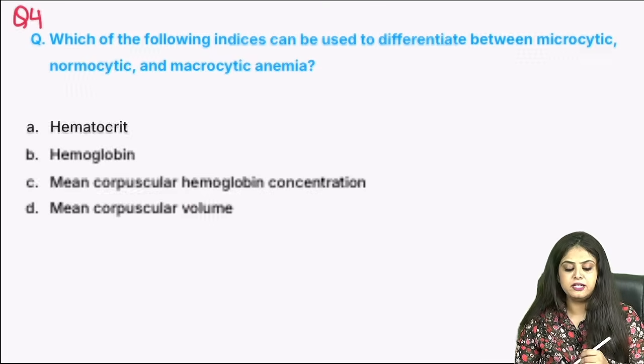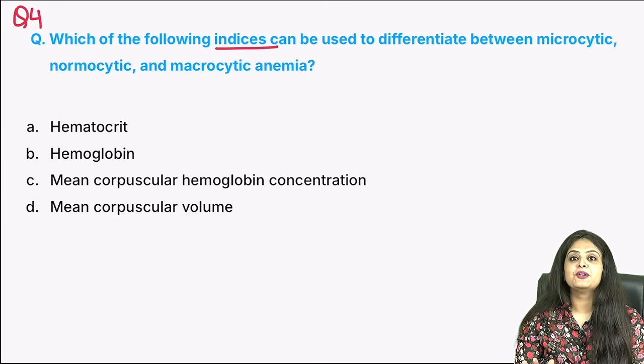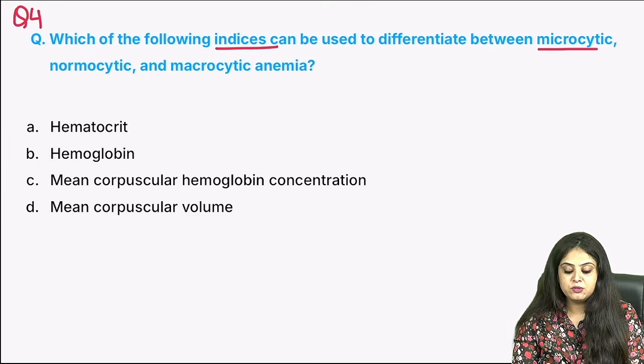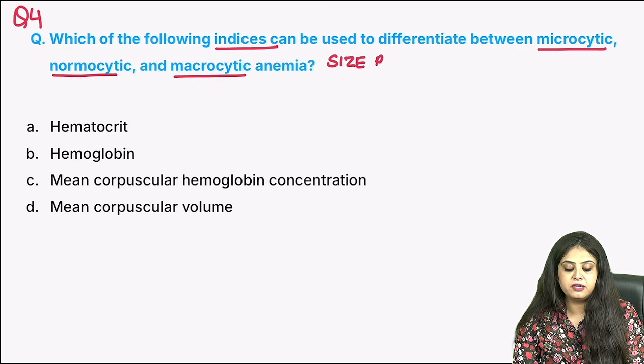Moving on to a very, very quick question. If you have to differentiate on the basis of indices, going on to hematology, differentiate between microcytic, normocytic and macrocytic anemias, you are basically talking about the size of the red blood cells.